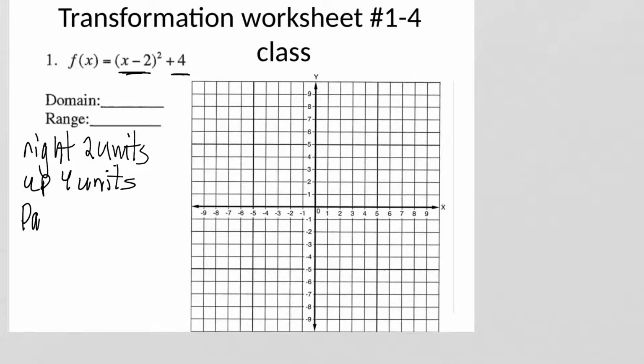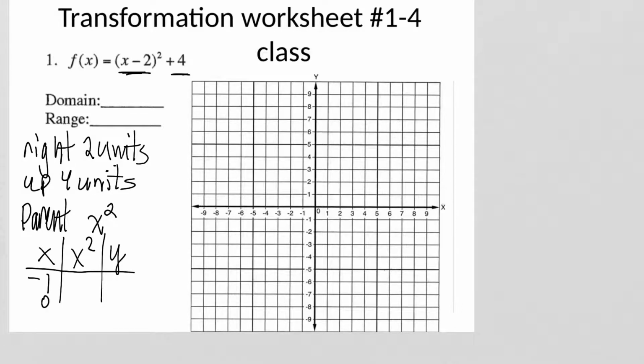What is the parent function here? The parent function is an x squared graph. Now, you should be able to know specific points for an x squared graph. Let's say you did not. I would just set up a chart like this, x, substitute it in your equation, and get your output. So I'm going to use a negative, a 0, and a positive, and I'm going to plug those in.